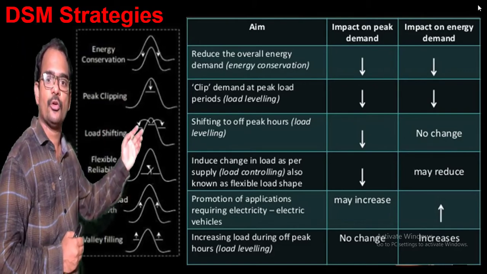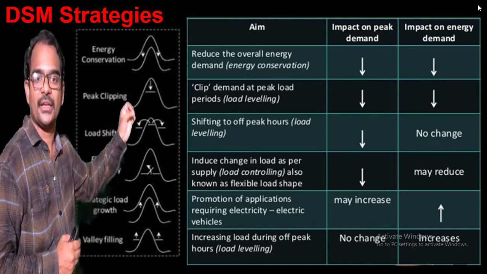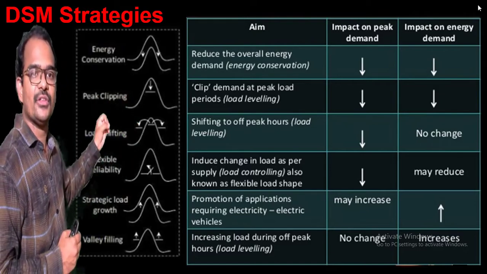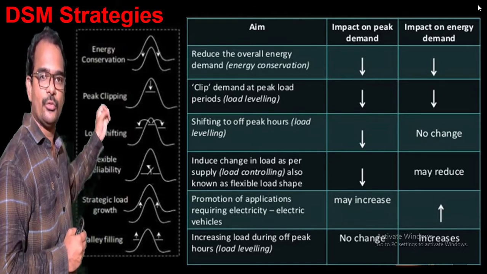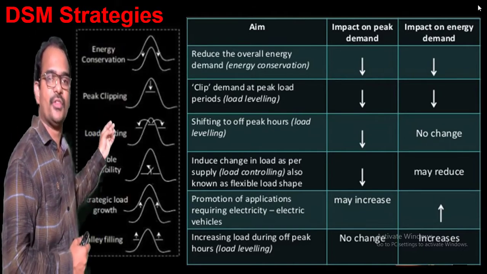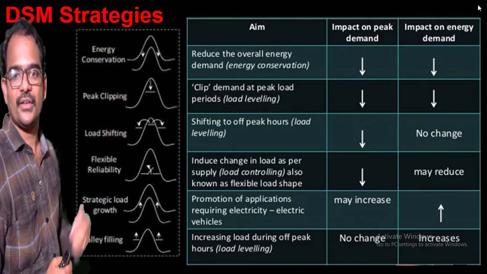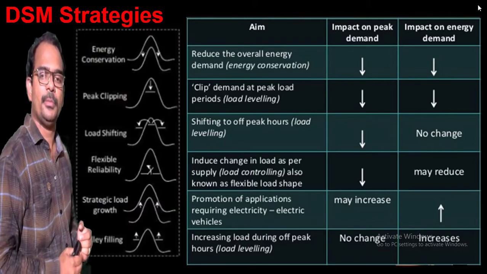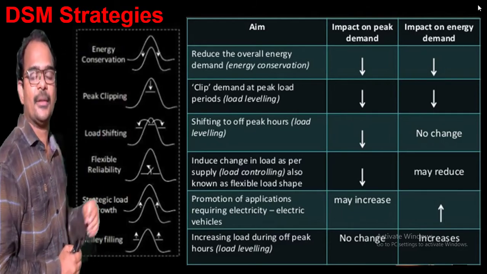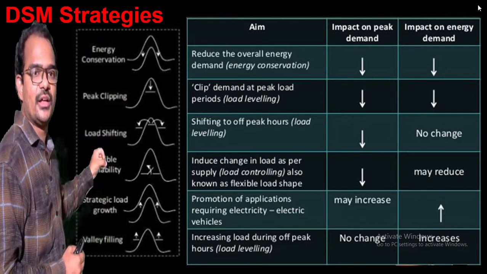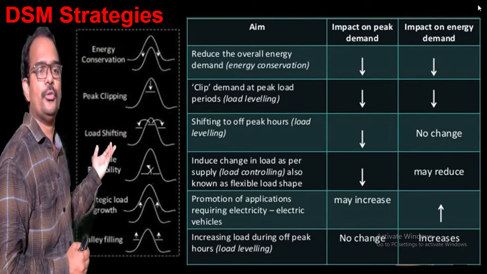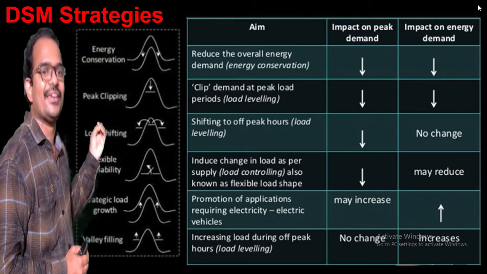And the next technique is load shifting. By implementing this load shifting technique, you can only reduce the peak demand, but there is no change in the energy demand of the society or the region. And the fourth one is flexible load shape. Because of the implementation of this flexible load shape technique in the region, there will definitely be a reduction in the peak demand, but the total energy demand may or may not reduce. A little change only will be there.